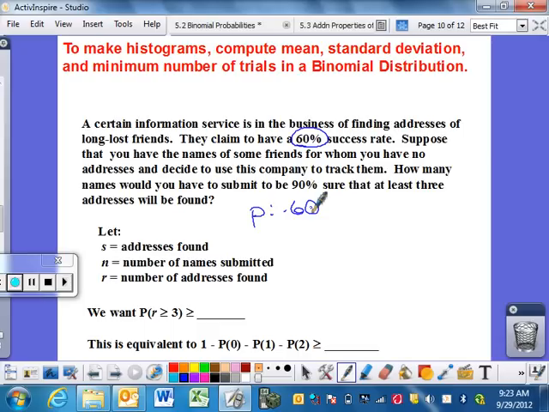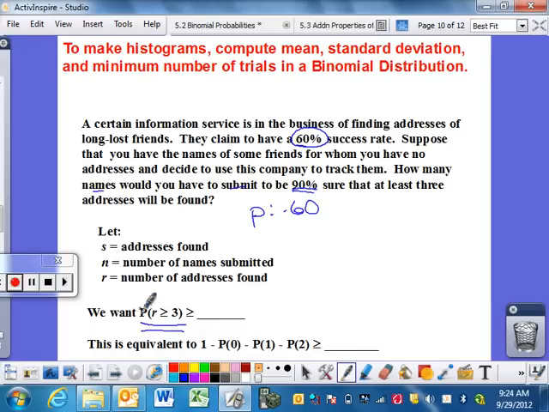Suppose that you have names of some friends for whom you have no addresses and decide to use this company to track them down. Here's the quota problem: how many names would you have to submit to be 90% sure that at least 3 addresses will be found? Notice the "at least 3" showed up, so that's why I wrote this here.